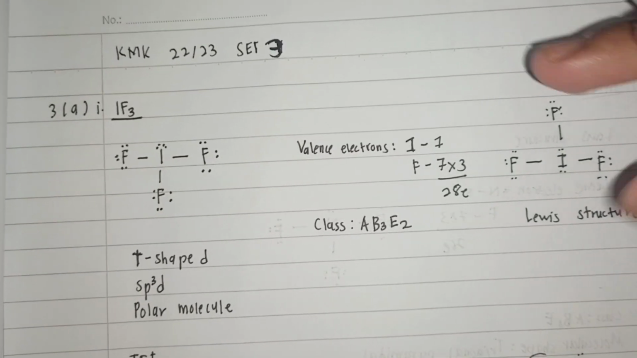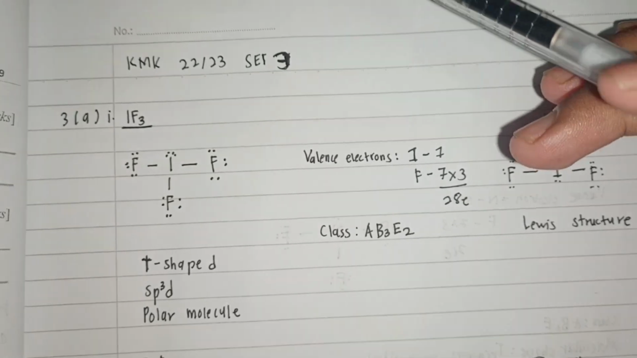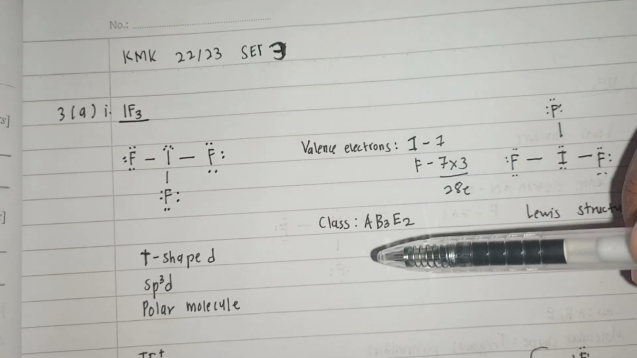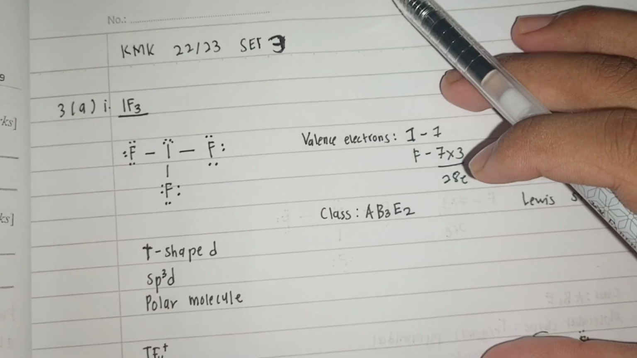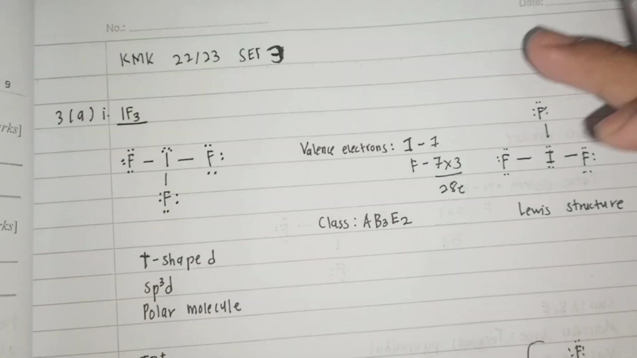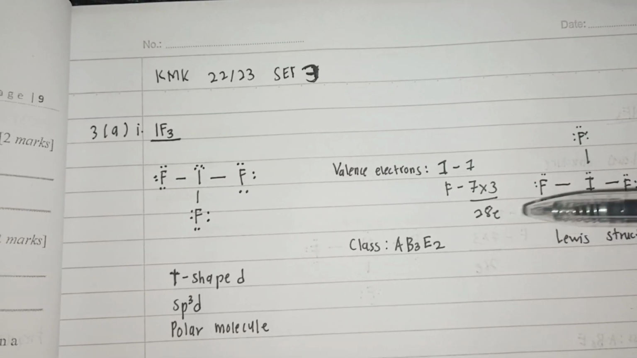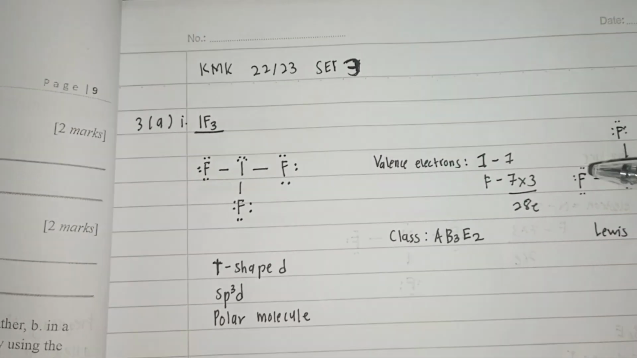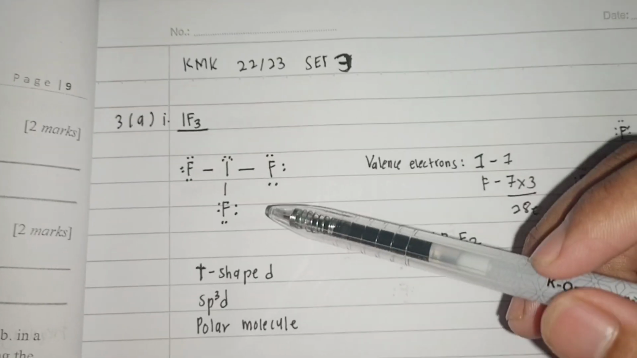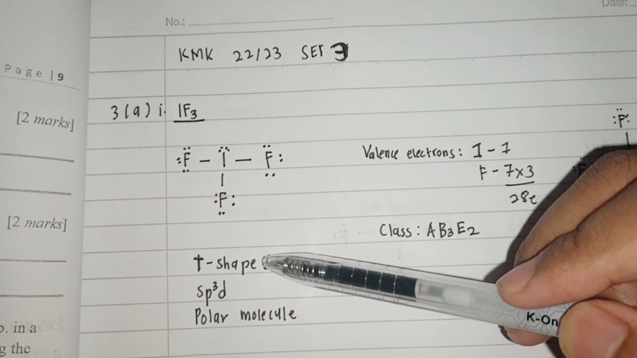After we do the Lewis structure, we need to categorize the molecule based on the classes. When we see the Lewis structure, we can state that it's an AB3E2 class because it has 3 branches and 2 lone pairs. So based on this class, we can draw its molecular shape like this, and it's called a T shape.